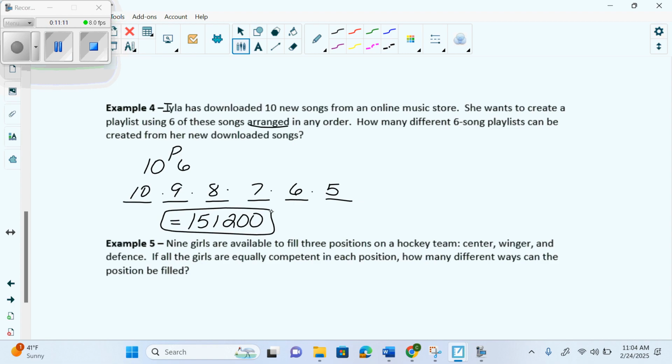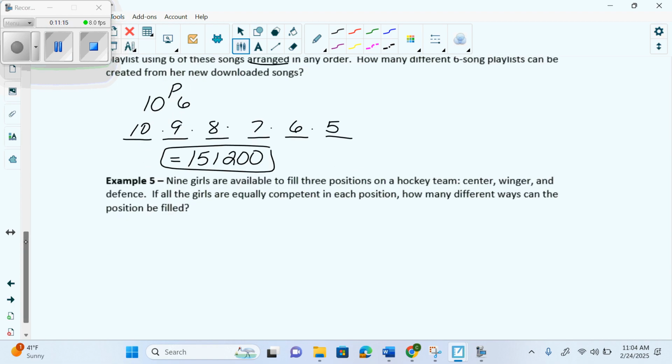So a lot of people think, oh, that's not a lot of playlists, and then they get the answer like, oh, that is a lot of playlists, right? So here it says 9 girls are available to fill 3 positions on a hockey team: center, winger, and defense. Did I give them different jobs? Center, winger, defense. Those are different jobs, correct? So if I give them different jobs, it is a permutation, correct? Because order matters. Because you're not going to go put a forward in defense.